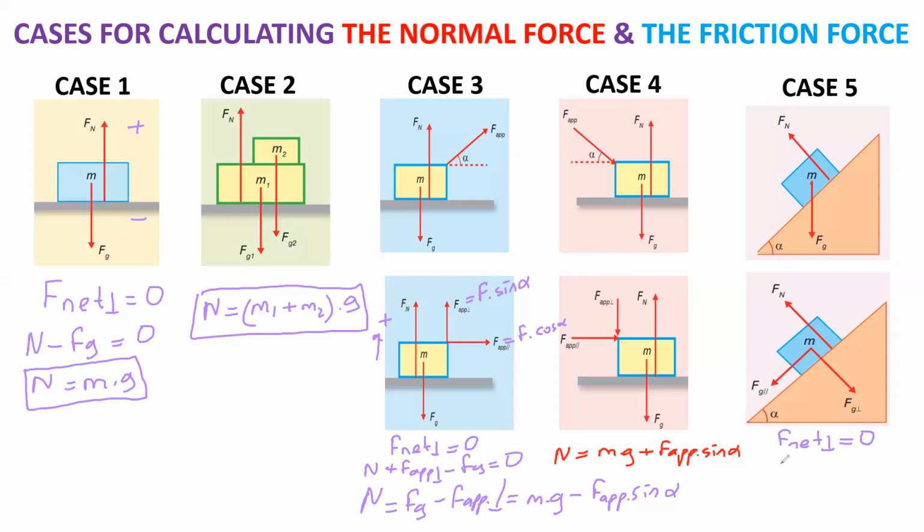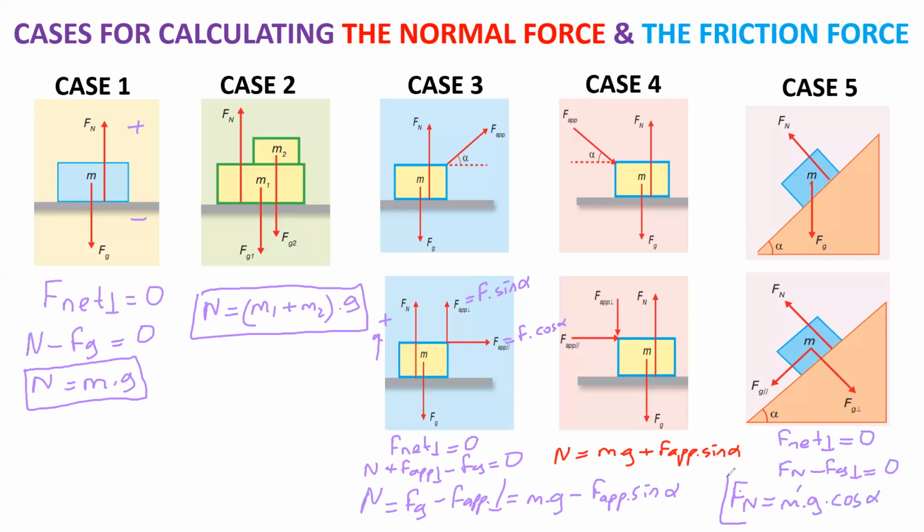And then you can write F normal minus Fg perpendicular equals 0. So your normal force, Fn or N, you can say it's fine. Normal force is equal to Fg perpendicular. So Fg perpendicular, how do we get Fg perpendicular? m times g times cos alpha. All right.